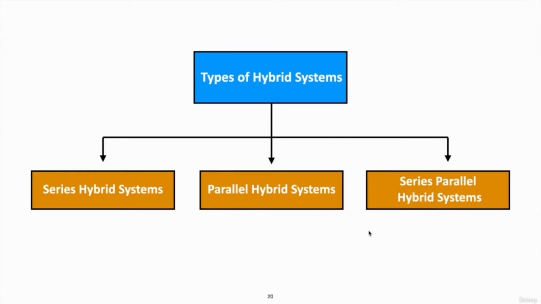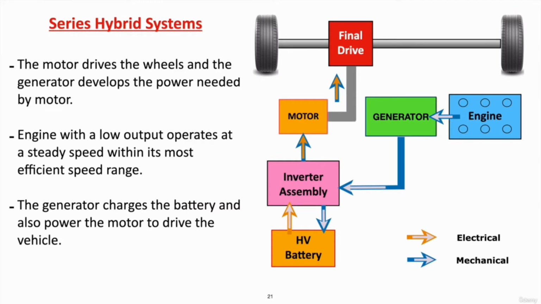In the previous lesson we discussed the components of hybrid vehicles. In this lecture we will talk about the types of hybrid systems. So there are three types of hybrid systems: series hybrid systems, parallel hybrid systems, and series parallel hybrid systems. So let's discuss series hybrid systems.